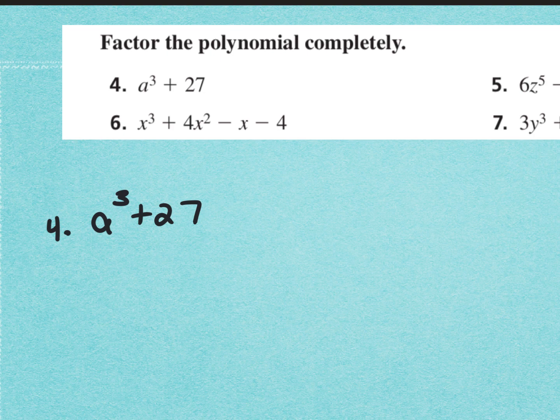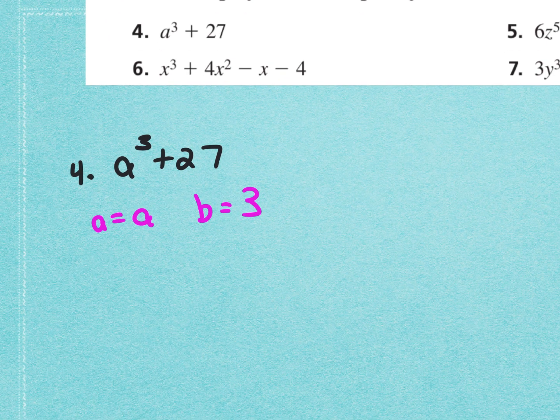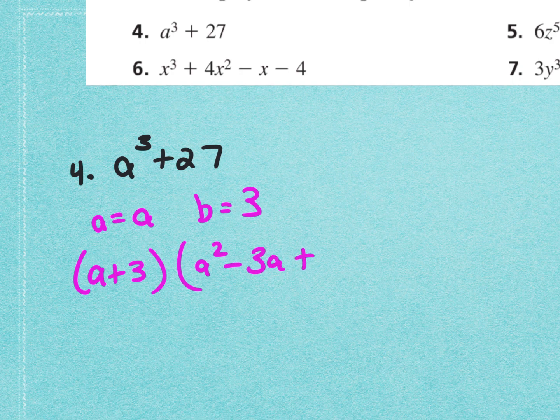Before I just say I can't do anything, is this special? Is this the difference of perfect squares? No. Is this the sum or difference of perfect cubes? Yes. What letter times itself 3 times gives you a cubed? A, good. What letter or number times itself 3 times gives you 27? 3. So let's think about our pattern. We're adding them together, right? So this is a plus 3 at the beginning. Now it's a squared. So I have a squared. Then what? Minus 3a, perfect, plus what? 9. Great. Good, good, good.